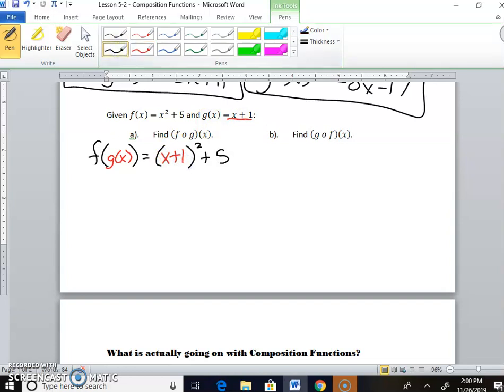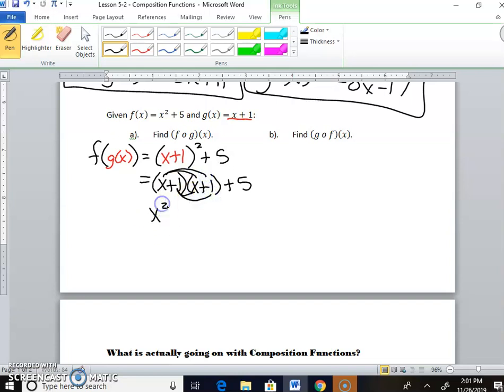Now, common mistake that people are going to make on this one: x plus 1 squared plus 5. The squared does not distribute. The squared does not distribute. If something is squared, that means it's being multiplied times itself. So x plus 1 squared means that I'm taking x plus 1 times x plus 1. Okay? That means that I'm going to need to FOIL this.